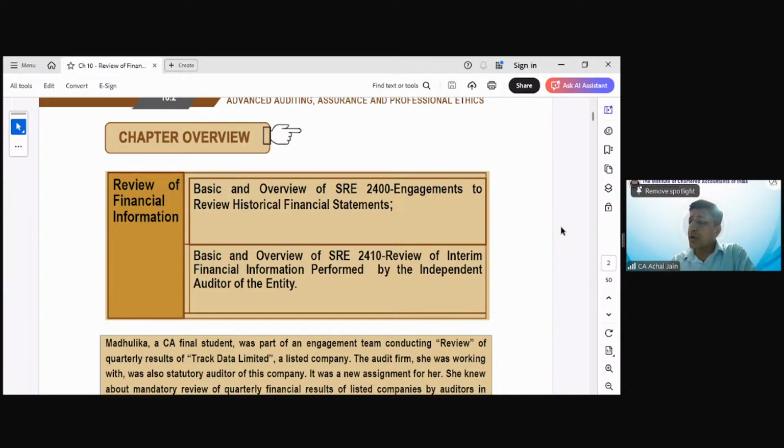So the important part now is to understand how this review is different from audit. Yes or no? So that is something we'll have to look into. First of all, we'll try to understand the meaning of review and how it is different from audit. Once we have that clarity, we'll pick up both these standards, because one deals with the review of historical financial statements, and the other is in respect of interim financial statements. Okay, right?